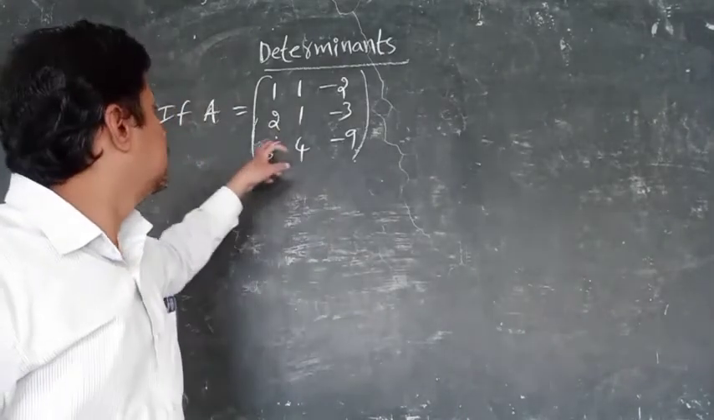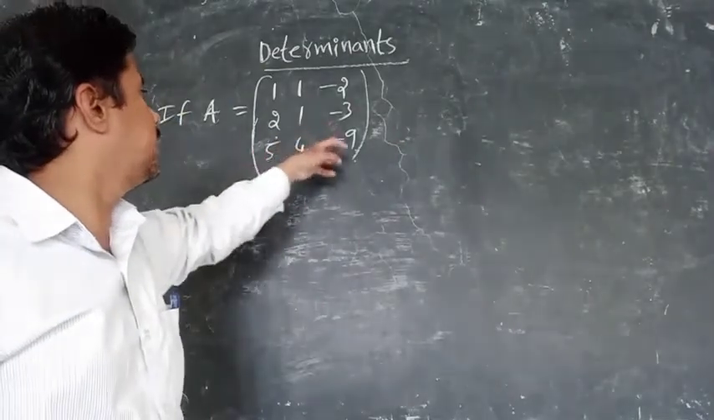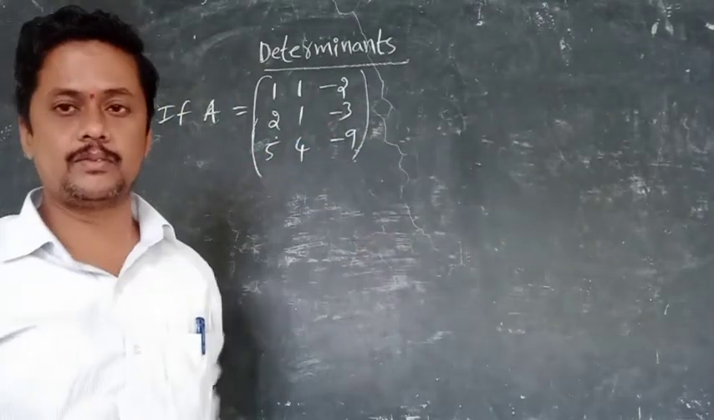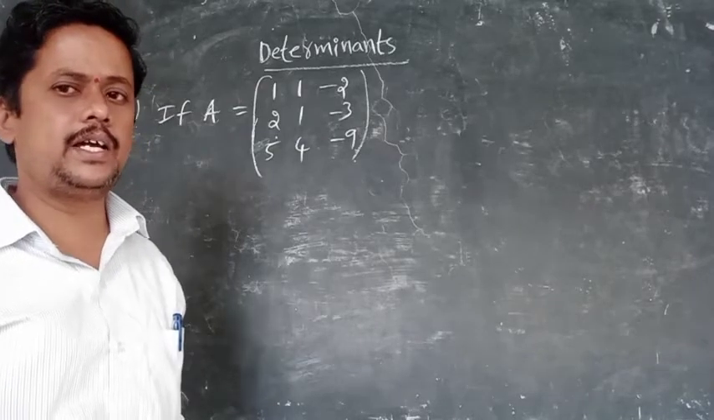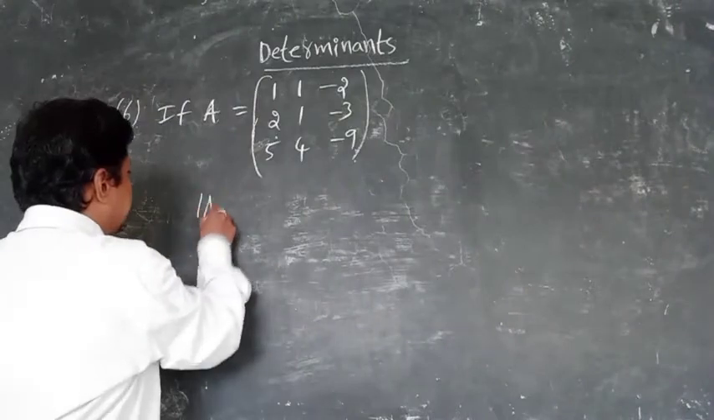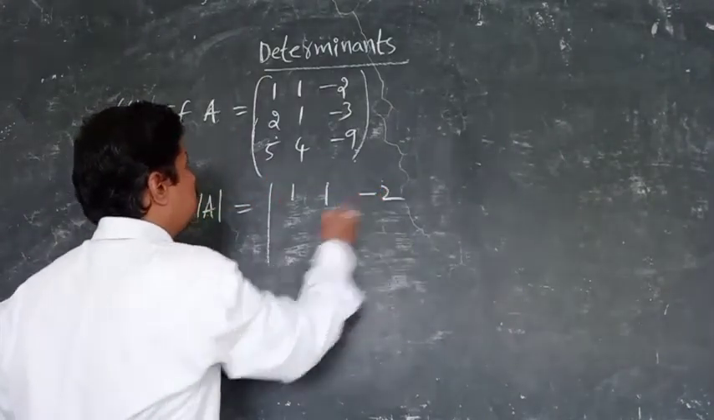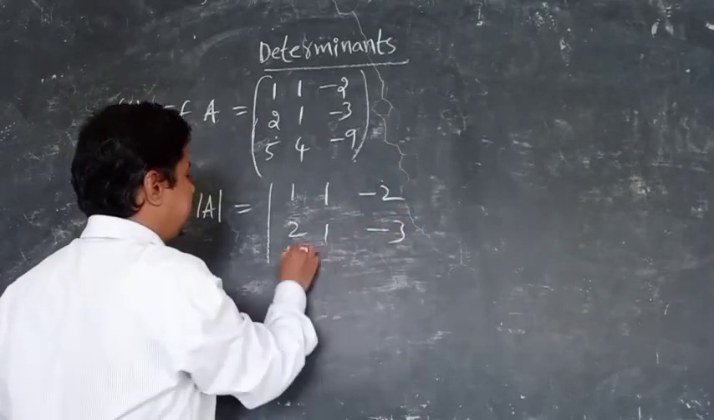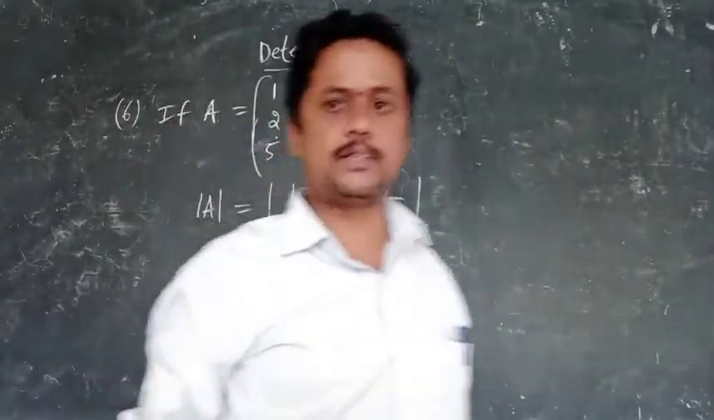See, A is equal to 1 1 minus 2, 2 1 minus 3, 5 4 minus 9. You have to calculate the determinant of this matrix. Det A you have to calculate. Det A is equal to, write down this one: 1 1 minus 2, 2 1 minus 3, 5 4 minus 9.